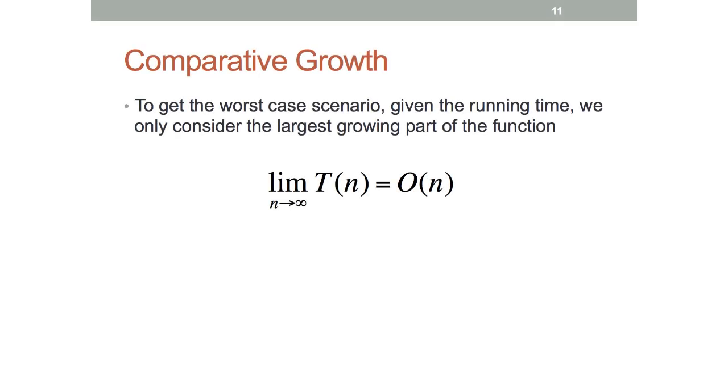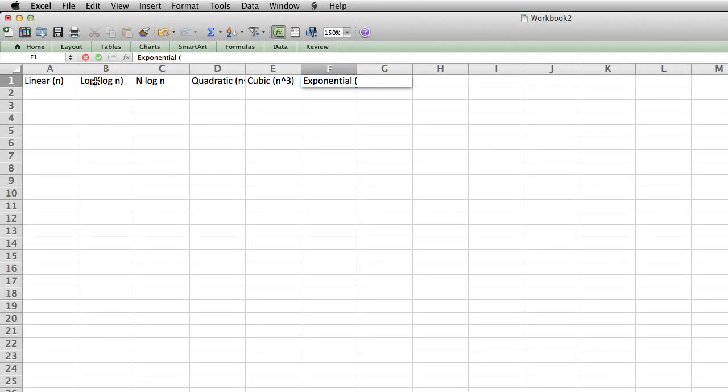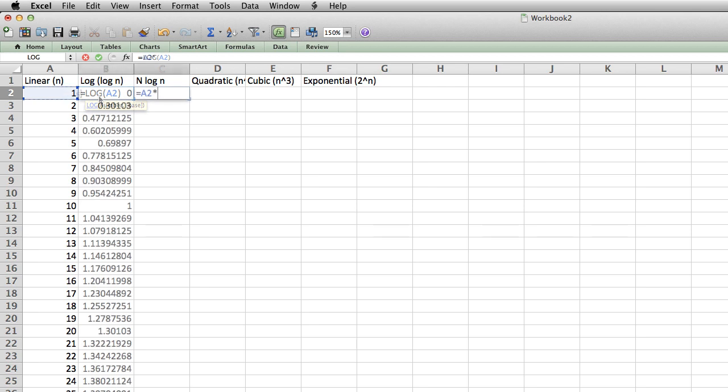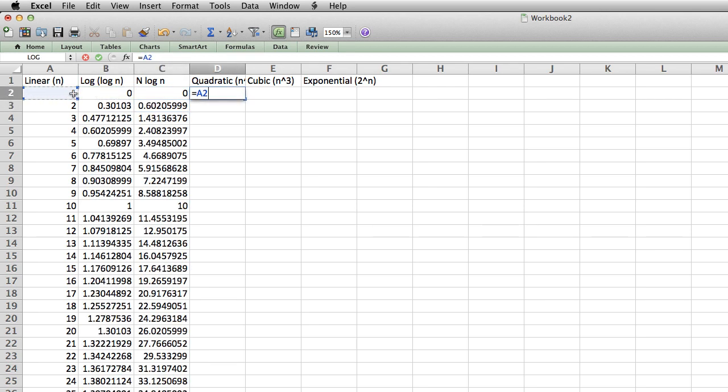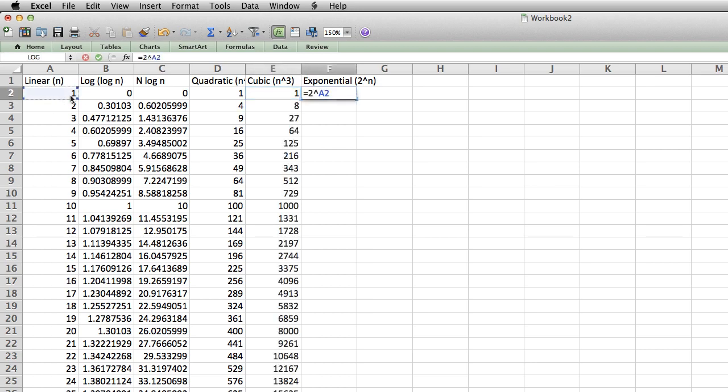To get the O of n, given the T of n, we will only consider the largest growing part of the function, meaning the O of n of the algorithm is the limit of T of n as n approaches infinity. Let's plot a few possible O's of n in Excel. Let's have a linear function, a logarithmic function, n log n, quadratic, cubic, and exponential.